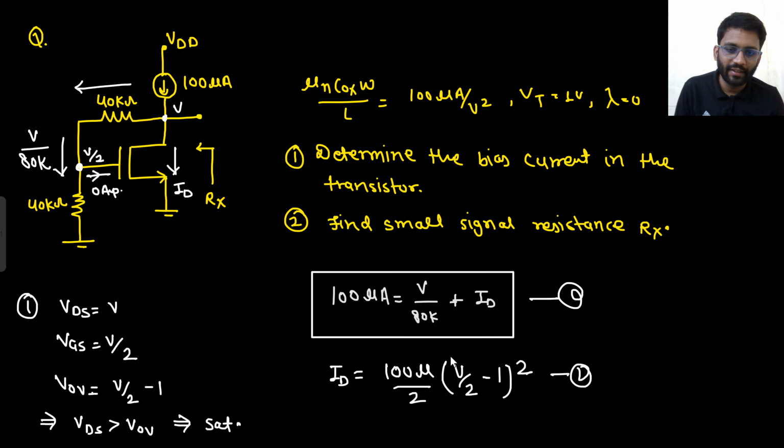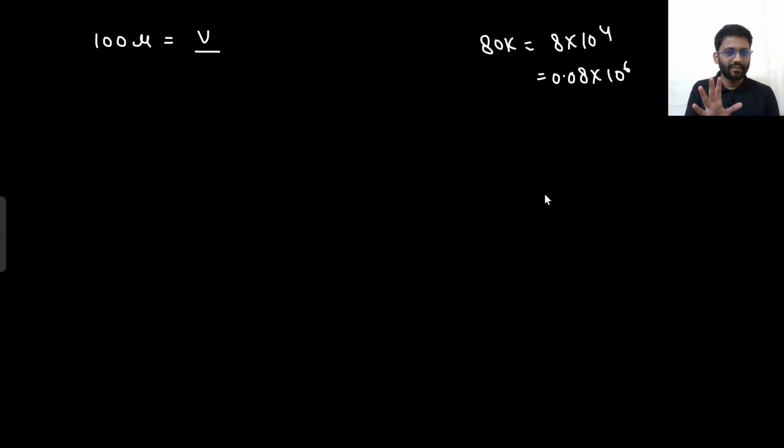So 100 micro is equal to V by 80K. So V by 80K is there, no? 80K is there. So what can I do? What is 80K? 80K is 8 into 10 to the power 4. What if I write 0.08 into 10 to the power 6? Is that correct? Yeah, it is correct. So I am writing 0.08 into 10 to the power 6. That means micro.